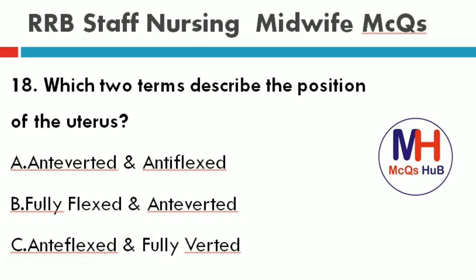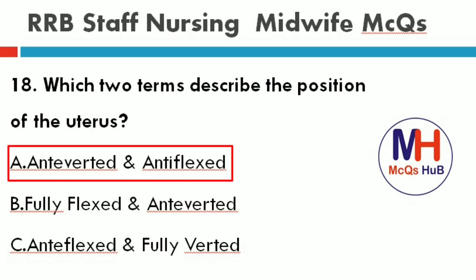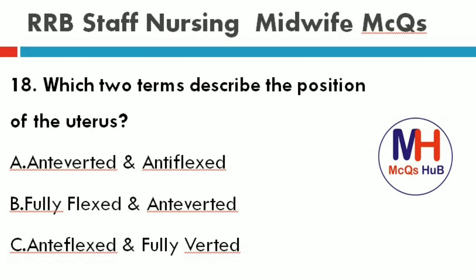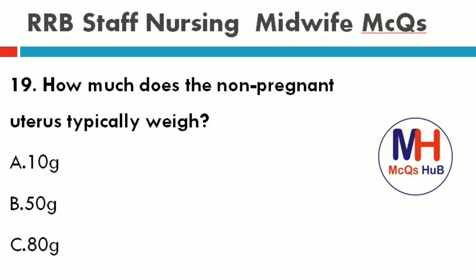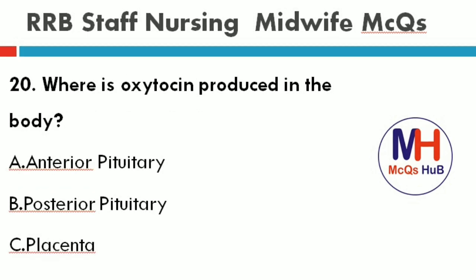18. Which two terms describe the position of the uterus? Correct answer is A. Anteverted and anteflexed. 19. How much does the non-pregnant uterus typically weigh? Correct answer is B. 50 g. 20. Where is oxytocin produced in the body? Correct answer is B. Posterior pituitary.